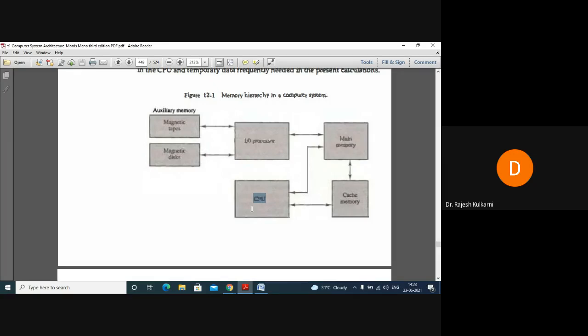Now, if there is a very lengthy program which requires a lot of memory, can I bring that entire program into the CPU registers? I cannot bring that entire program into the CPU registers. Then where do I have to bring it? I have to bring it in the main memory. Main memory means RAM, let us say. So you are bringing your program, your data, your instructions into the main memory.